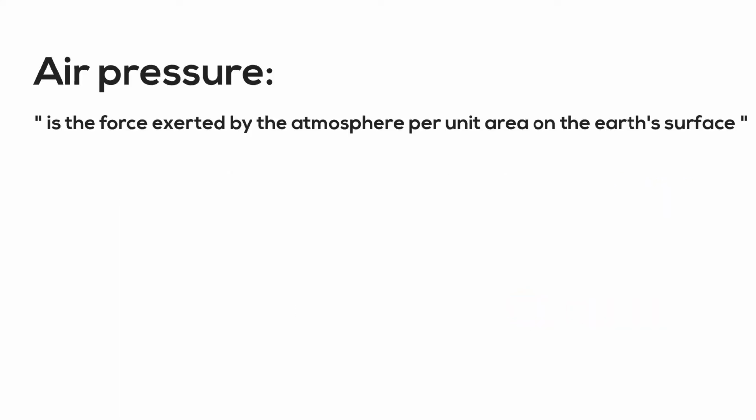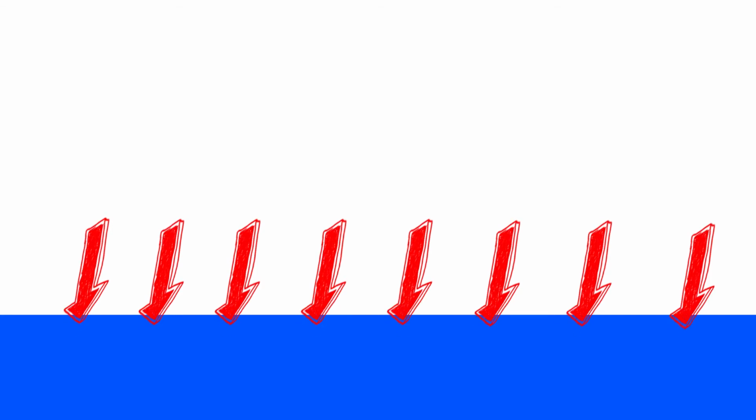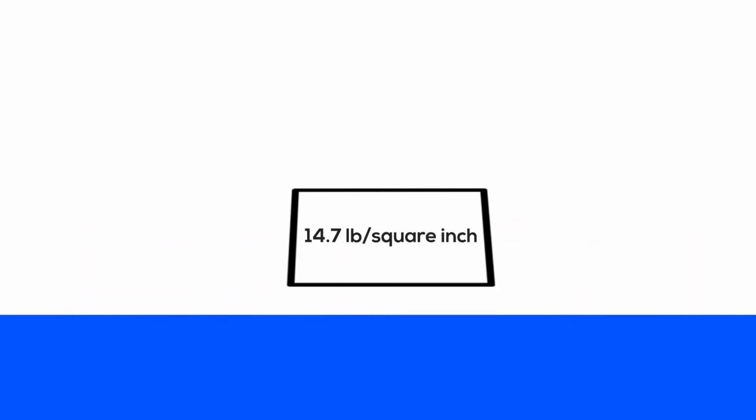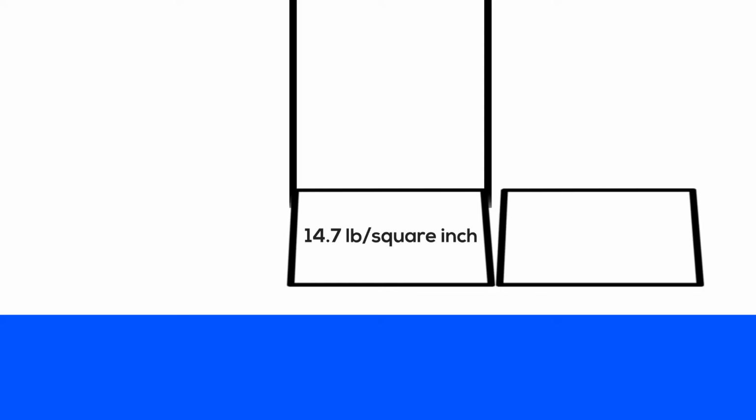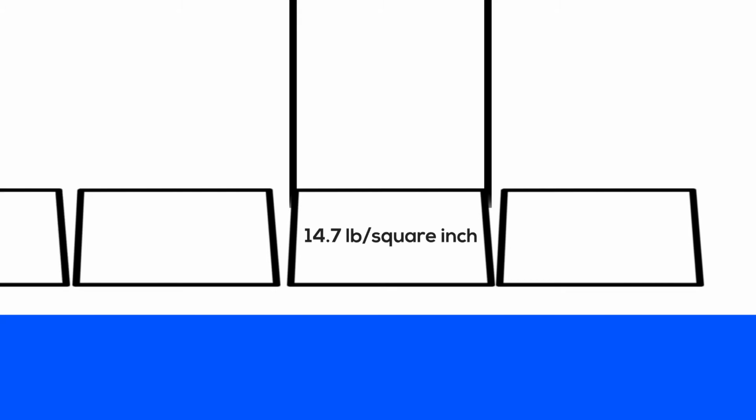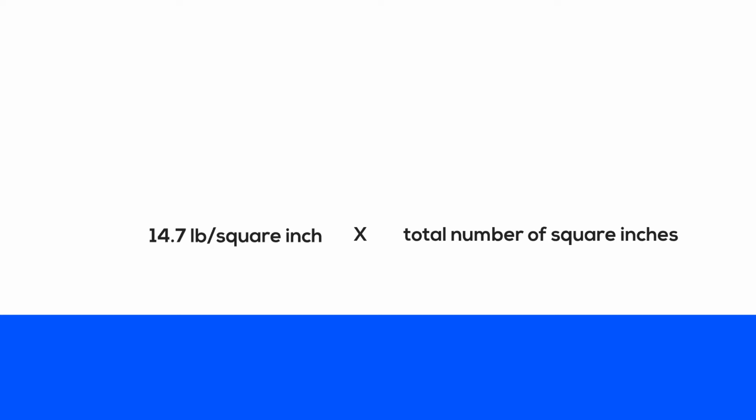Air pressure is the force exerted by the atmosphere per unit area on the Earth's surface. So, at sea level, the atmosphere pushes on the surface with a pressure of 14.7 pounds per square inch. That pressure means a column of air above every square inch of the Earth's surface weighs 14.7 pounds. Multiplying air pressure per square inch times the total number of square inches gives the atmosphere's mass.